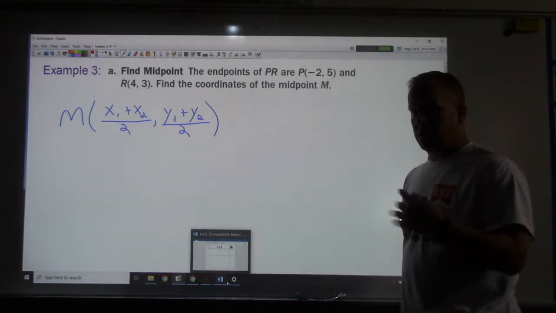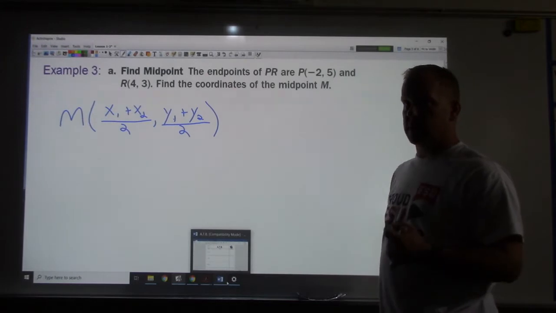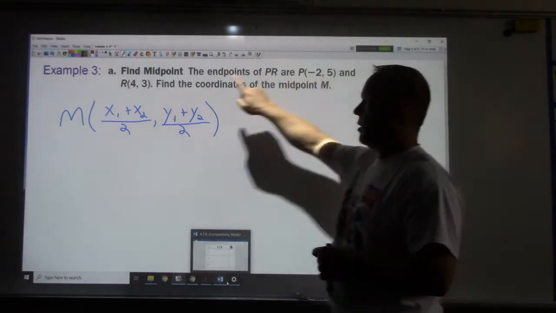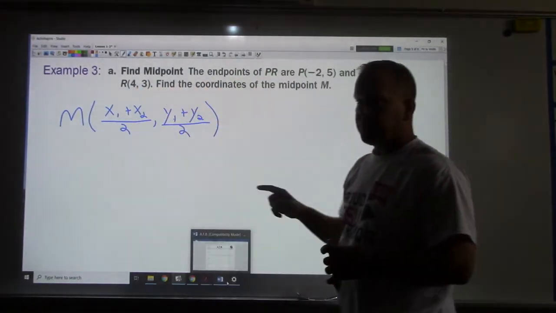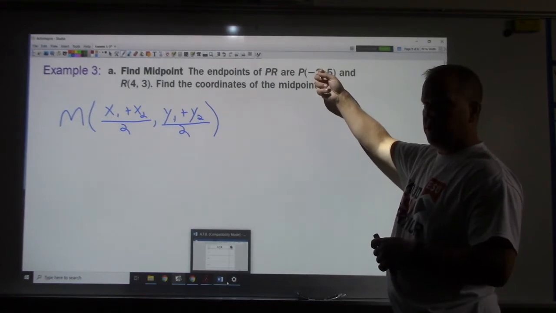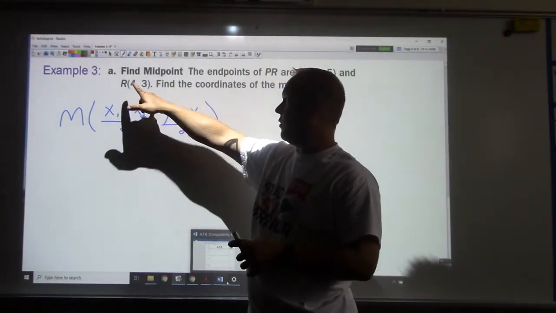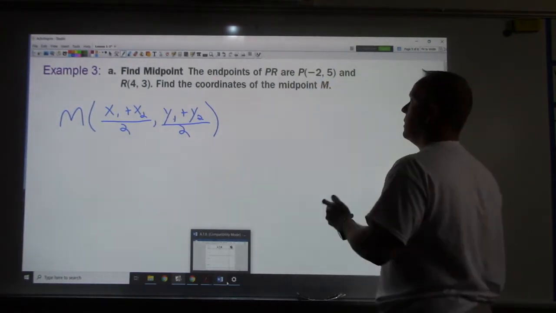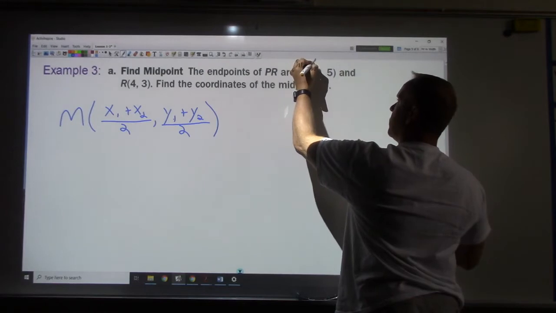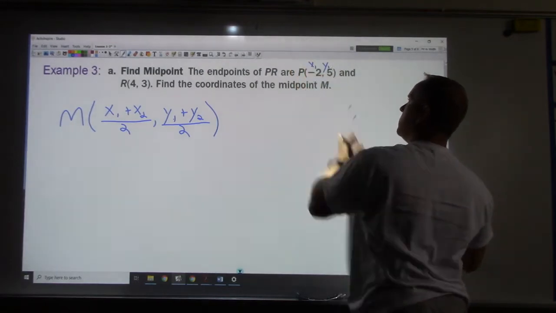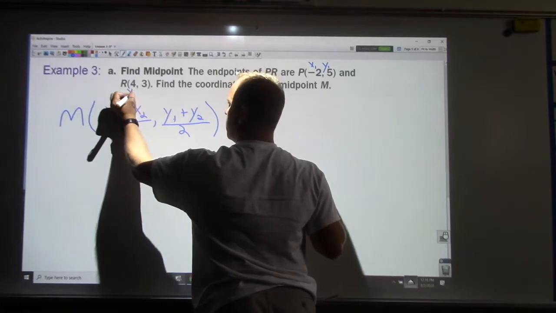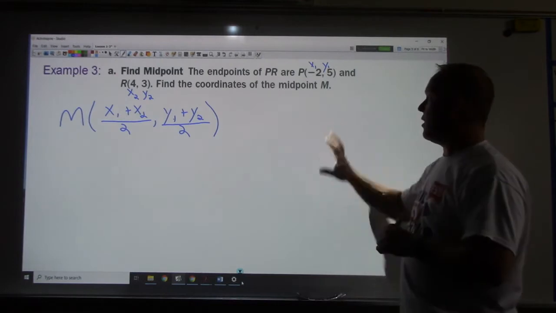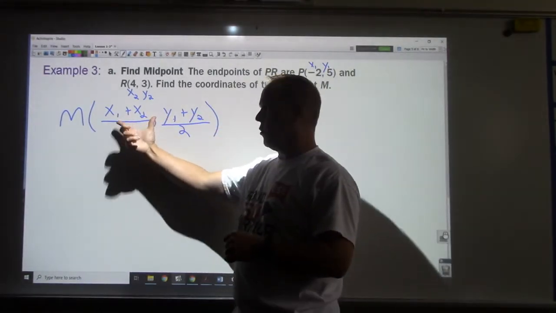Now, what I like to do, even to this day, is I will label my coordinates. You got to keep in mind, folks, every coordinate has one x and one y value. Now, it doesn't matter if I consider this the first one and this the second one, or this one the first one and this one the second one. The middle is still the middle. So I'm just going to take it as I read it, that this is my x1, this is my y1, this is my x2, this is my y2.